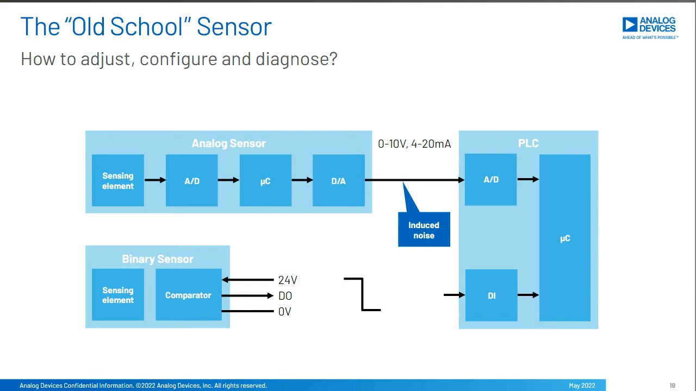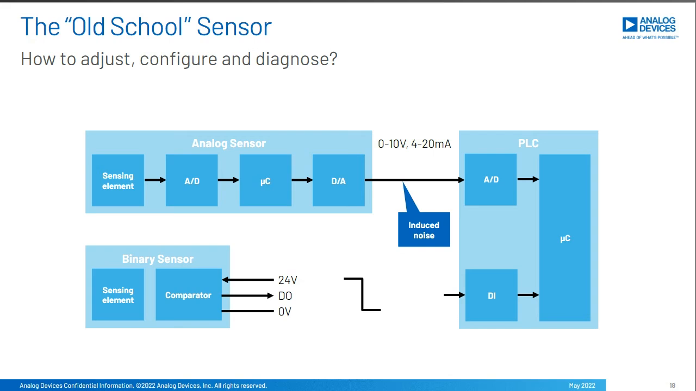Before we dive into the details, let's have a quick look at the old school sensor. Here on the top left, you see an analog sensor. For example, if it's a PT100, there's an A to D conversion, and the microcontroller will calculate the temperature from that result and drive a D to A converter to provide 0 to 10 volts or 4 to 20 milliamps that travels over the long cable to the PLC, again into an analog input. You see here, if noise is introduced, it would directly affect the measurement.